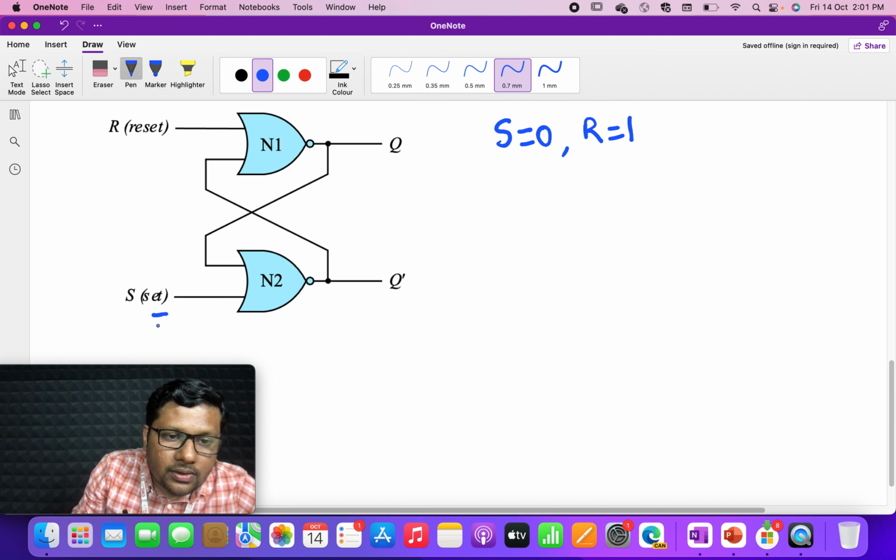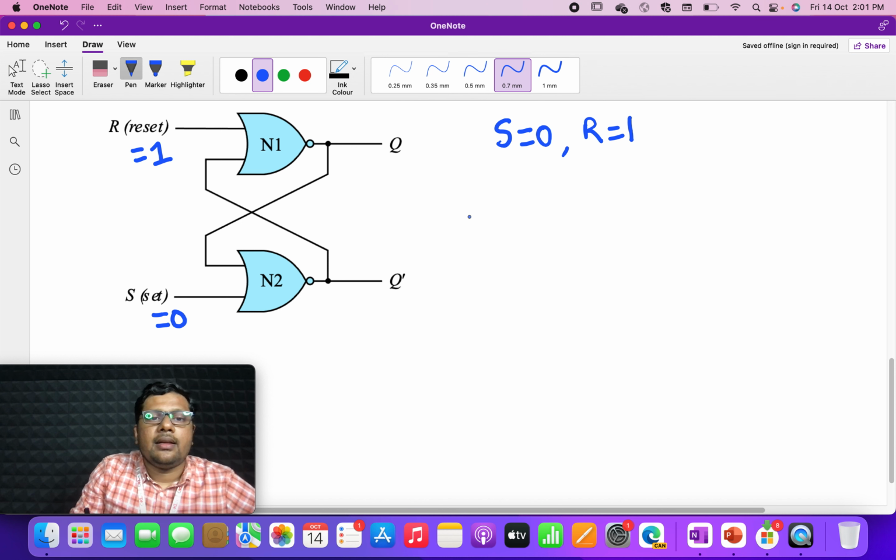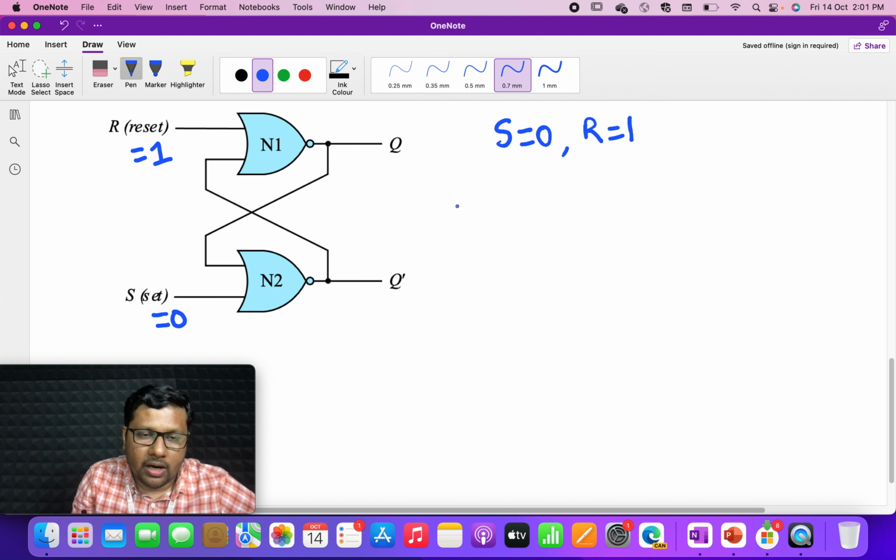So first, if S is equal to 0 and R is equal to 1, what is happening? S is made 0 and R is made 1. From our verbal summary of the NOR gate made earlier, if at least one of the inputs to a NOR gate is high, the output is low. Here I labeled these two NOR gates as N1 and N2. One of the inputs to N1 is 1, because the case we are considering is S equal to 0, R equal to 1. So we can readily predict the output of N1, which is going to be 0, from the property of the truth table that we have observed already.